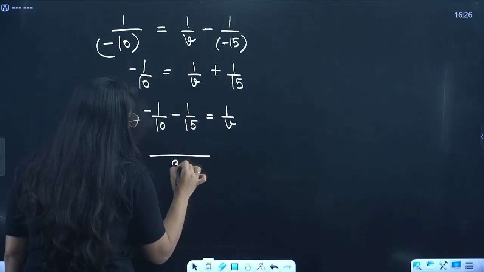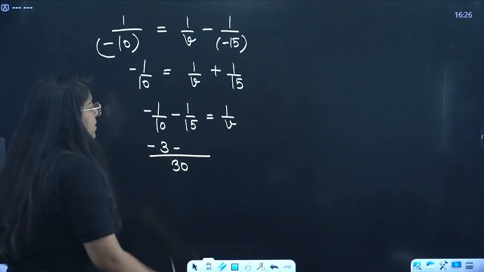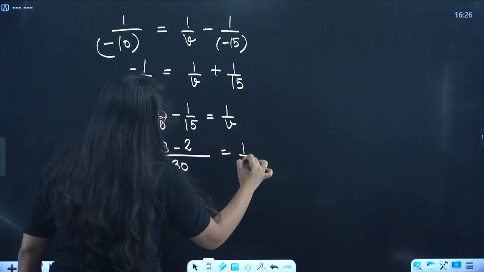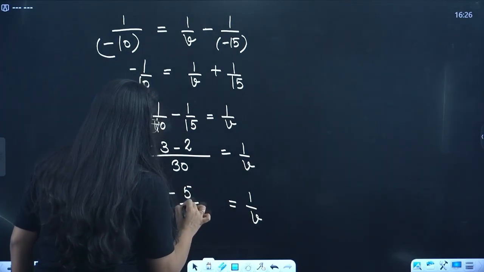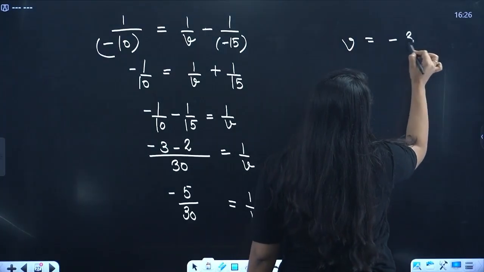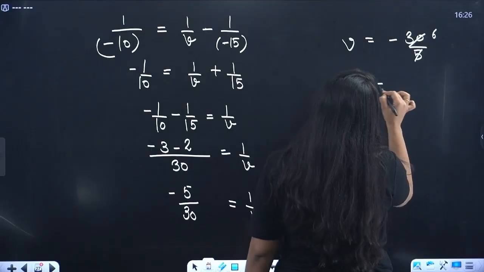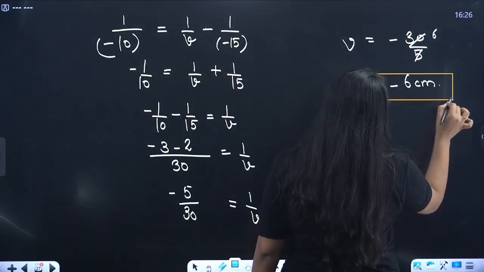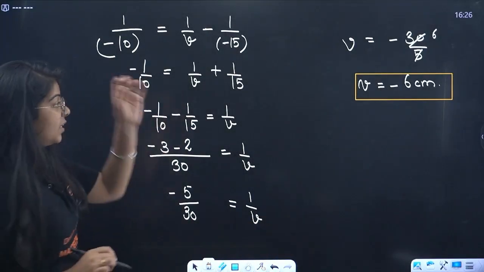Then beta, 1 by V is equal to minus 1 by 10 minus 1 by 15. So let's take the LCM again. 30. 10 3s are minus 1 into 3, minus 3. 15 2s are minus 2, equals 1 by V. So 1 by V comes out to be minus 5 divided by 30, and V beta comes out to be minus 30 divided by 5, which cuts to 6. So V equals minus 6 centimeter. Let's check first if our V is correct or not.